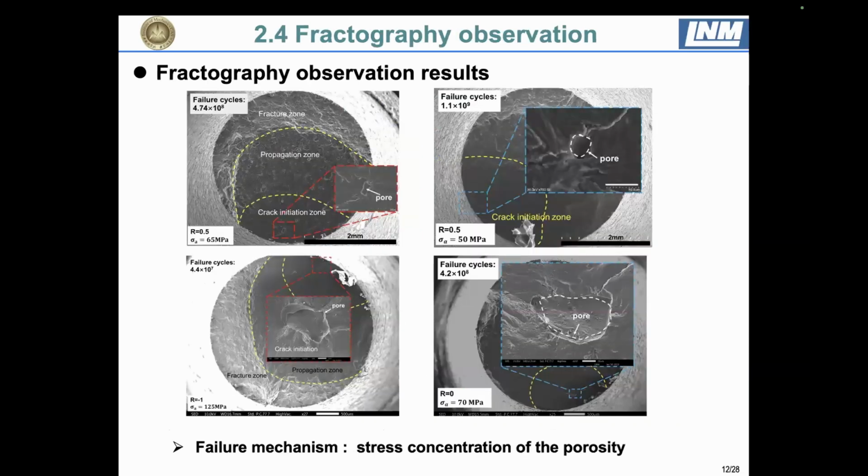From fracture surface observation, we see that most of the cracks start either from pores or lack of fusion, which are due to the additive manufacturing process itself. This is especially pronounced in this aluminum silicon alloy.